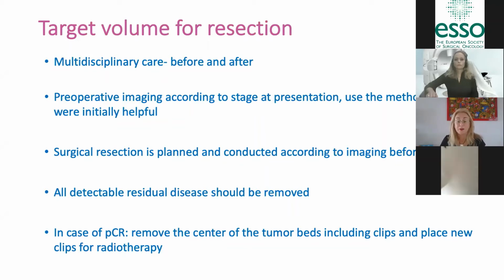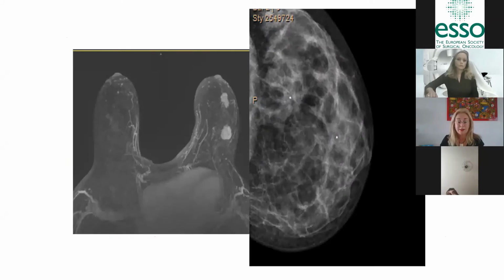Surgical resection is planned and conducted according to imaging before the surgery. So we assess the patient again before doing the surgery. We remove all the residual disease, and in case of a radiological complete response, we remove the clip with a rim of tissue and place clips in the tumor bed. And answering the question from the talk from Tibor before, this is a patient who has a multicentric cancer. You can see here on the left, a HER2 positive patient, we placed 2 clips. She had a complete response, and we did a reduction mammoplasty on the patient.